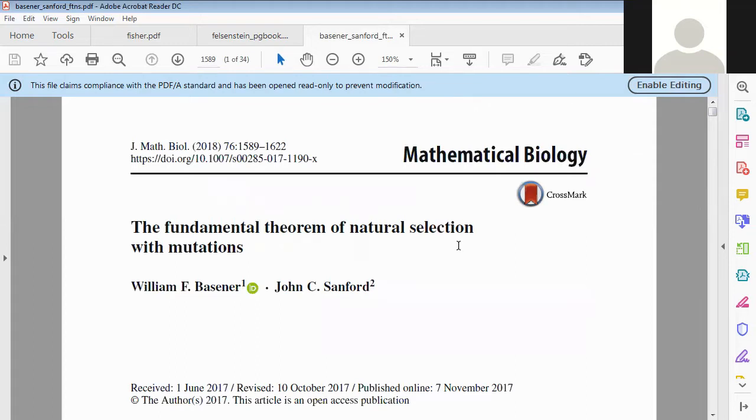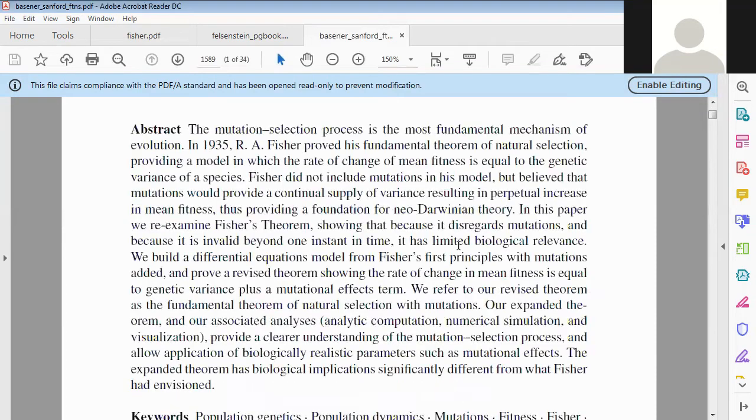This theorem adds mutations, and then we can add deleterious mutations. I think this formulation is general enough to allow for beneficial mutations as well. So it's not just deleterious mutations. The reason this got into the journal Mathematical Biology was this amendment to the original theorem to allow mutations.